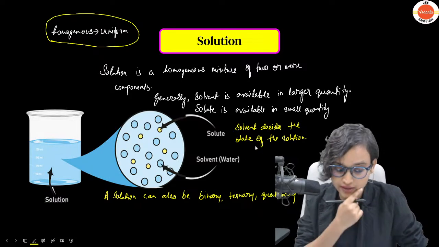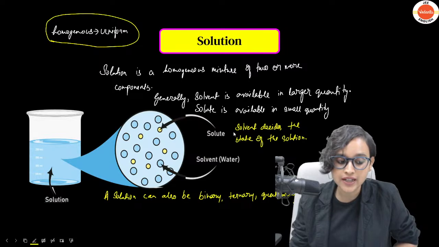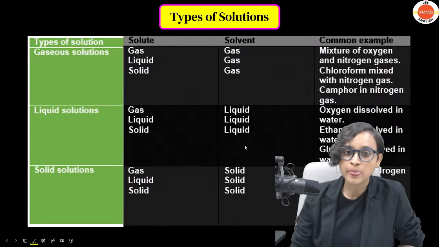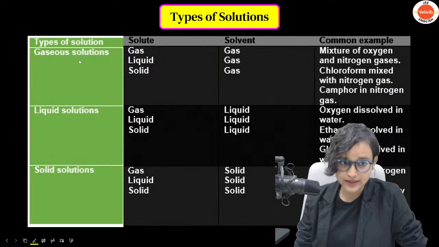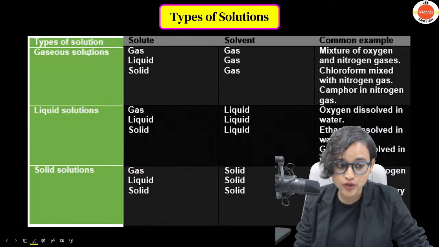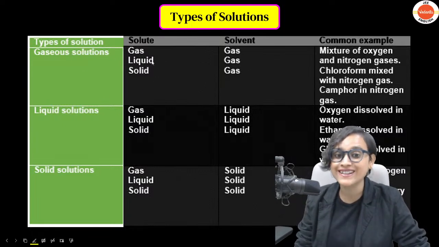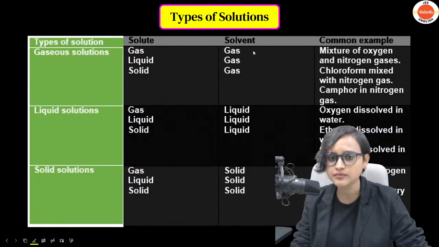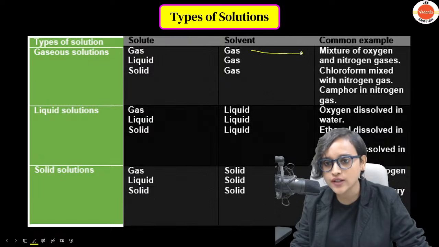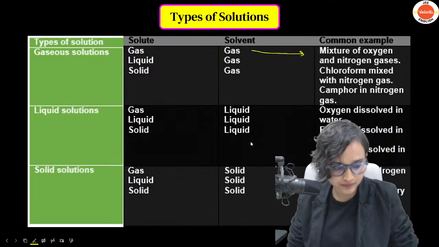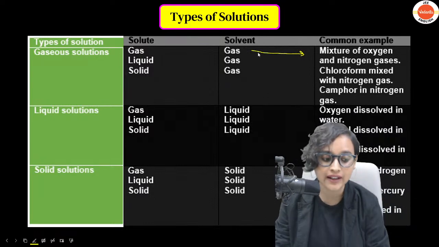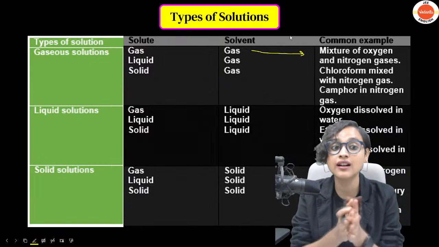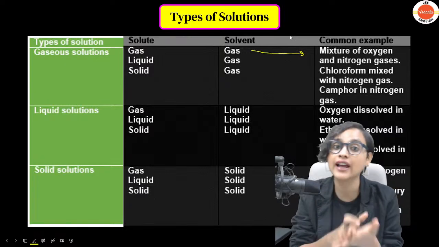decides the state of the solution? It is usually decided by the solvent. The solvent decides the state of the solution. This is clear, right? So here are all the examples. There are gaseous solutions possible, where the solute is gas and the solvent is also gas. If it is a gas in gas, then what is the example? The example is a mixture of oxygen and nitrogen gases: air. In air, you have nitrogen as well as oxygen, so that is a gas in gas kind of solution.